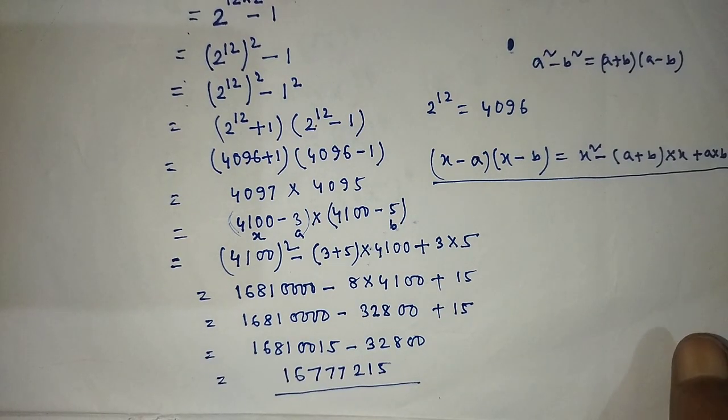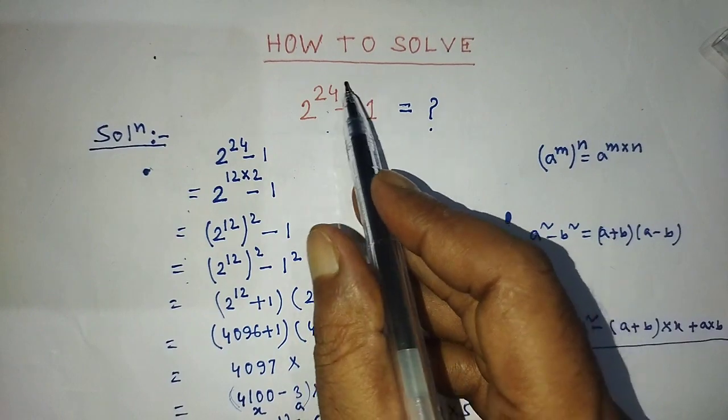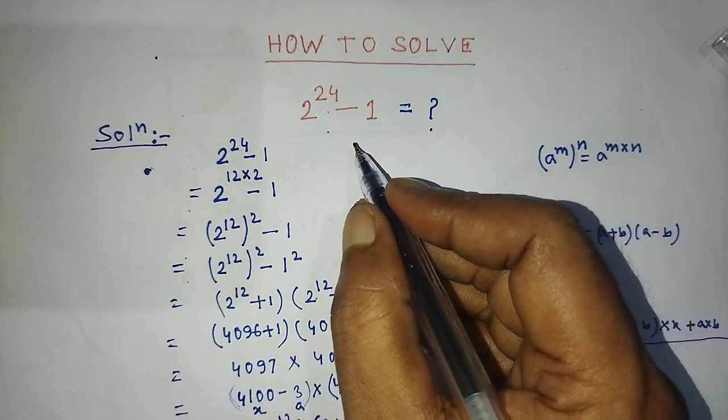Okay, student. So my dear student, if you simplify this algebraic expression, then the result will be 1677215.